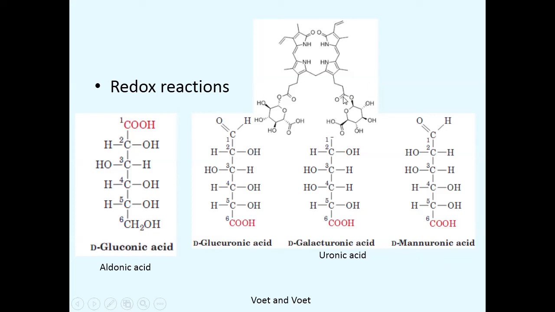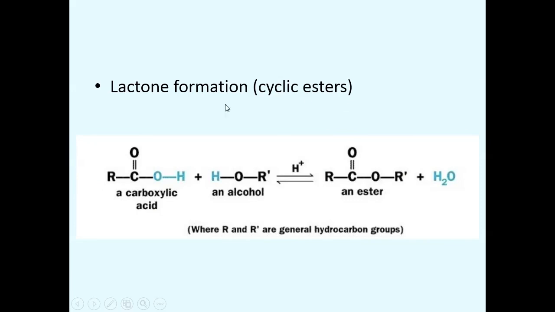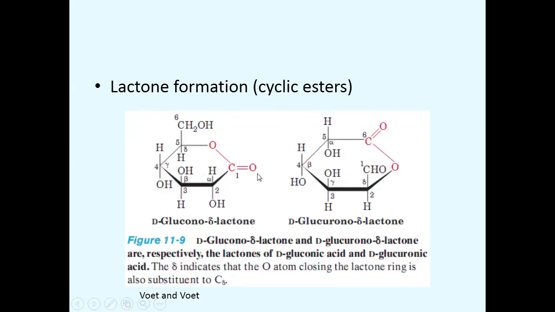The next important type of derivatives are lactones. Lactones are cyclic esters. Esters are condensation products between acids and alcohols. The oxidized sugars have a carboxyl group. This carboxyl undergoes condensation with the hydroxyl to form a cyclic ester bond, i.e., a lactone. Another type of monosaccharide derivatives is alcohol derivatives.